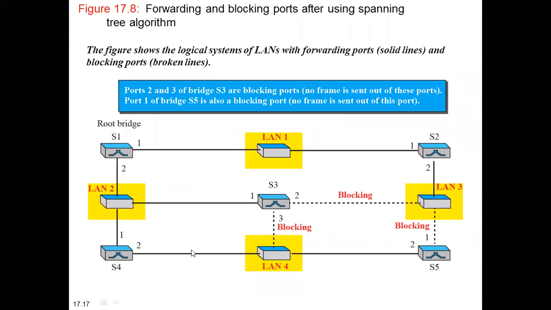Through this, we can make sure that there is only one path through which communication can be established. The figure shows the logical system of the LAN with forwarding ports as solid lines and blocking ports as broken lines. So port 2 as well as port 3 of bridge S3 are blocking ports.